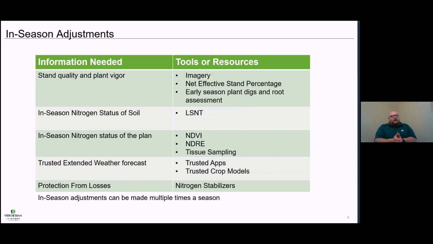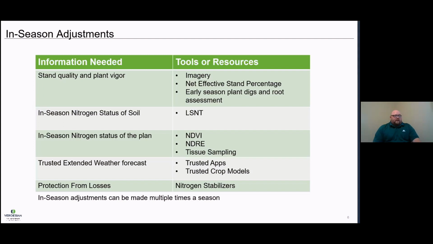So then we make our in-season adjustments, right? And this is where we come back into that OODA loop, where we observe what's going on, and we're honest with ourselves about what our yield potential is. Is it better than we thought it'd be? Is it what we thought it'd be? Is it not as nice as we think it would be? And we use all these pieces of information to really sort that out, right? And so we can use a lot of different pieces of information.